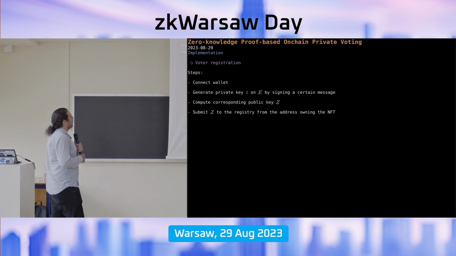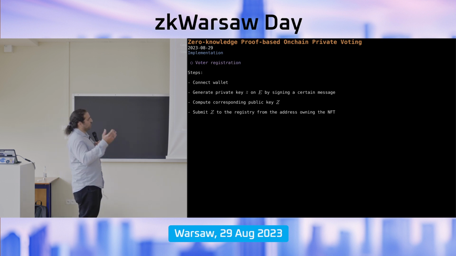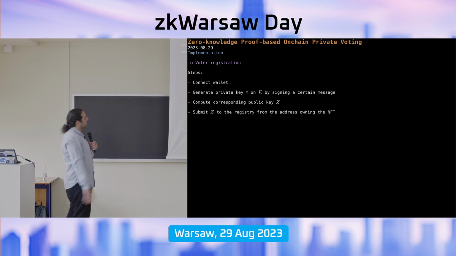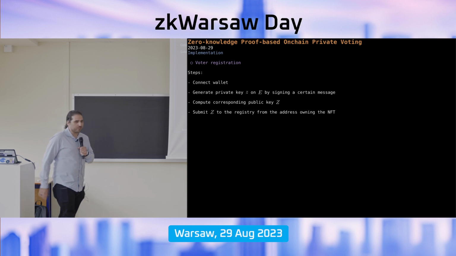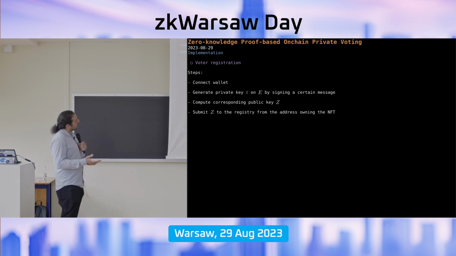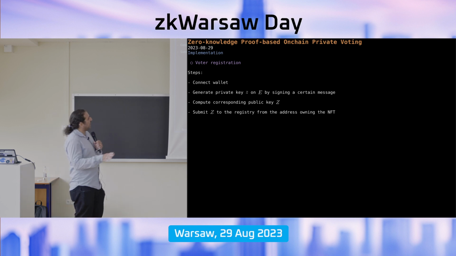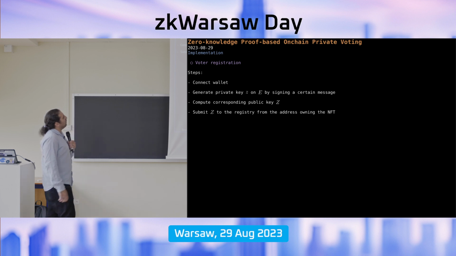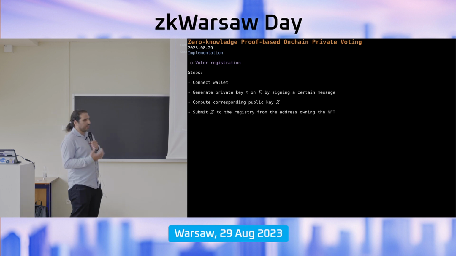And so for voter registration, which goes via that registry contract, you basically do the following, and we actually have a browser implementation of this. You connect your wallet via MetaMask. You generate some private key by signing a certain message. Again, this is going back to that first talk. It's exactly the same idea. And then you compute the corresponding public key, and then you submit that to the smart contract. And you do this from your own address.